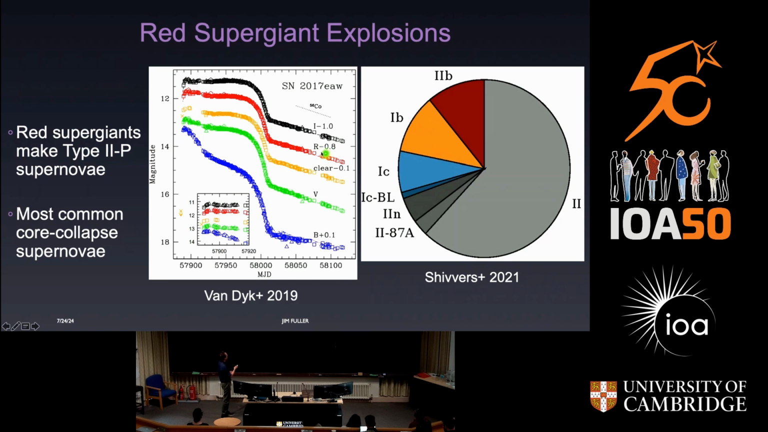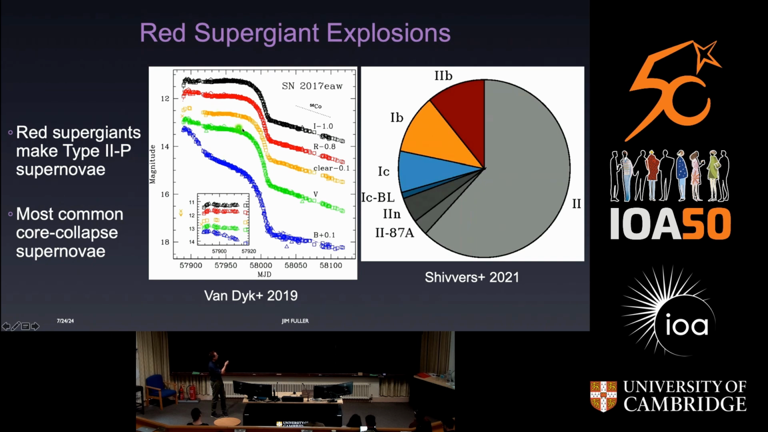Like I said, red supergiants produce the most common type of supernova, which are type 2P supernovae. So this is a light curve of a well-observed supernova. What these supernovae look like is they have a plateau. The 2P stands for plateau. So they have almost constant brightness for about 100 days, and then they drop off.